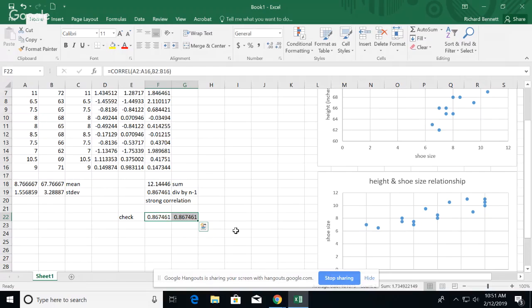Now here's another thing it doesn't care about. Do you notice that this is shoe size and this is height? Those are completely different units. When you standardize your scores, you lose all your units. So there are no units with the correlation coefficient. It's just a value. Does that make sense?